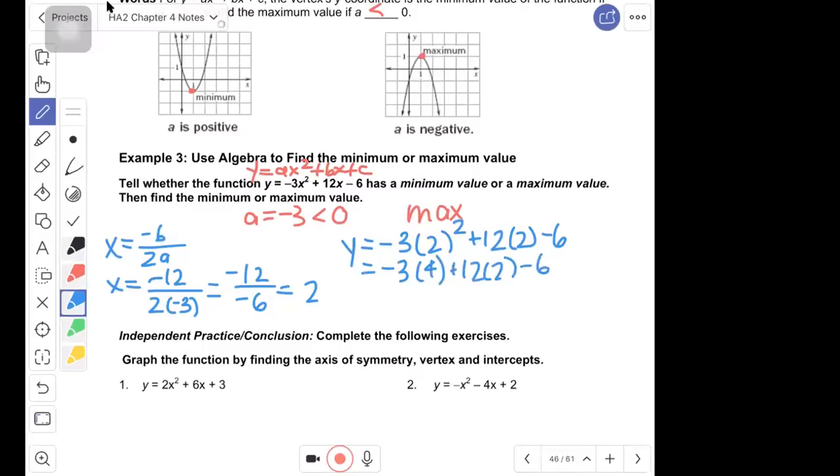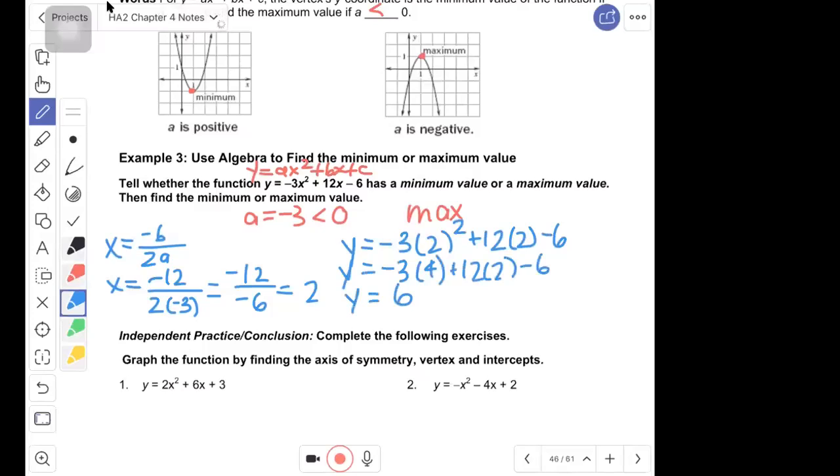Eva R, when you get this value, let me know what you get. Yeah, sorry, give me 1 second. You're good. No rush. Is it +6? Yeah. Awesome. Good. So we know our vertex is 2, 6.